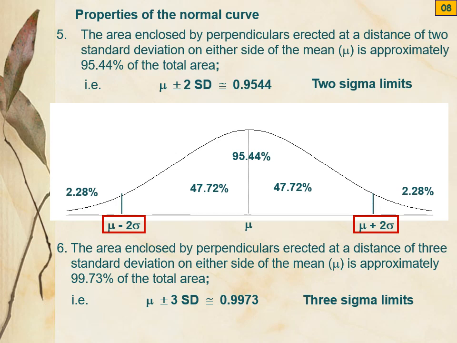I think just before this, by mistake I said 68.34. No, it is 68.26%. I'm sorry for that. That is, the 1 sigma limit covers 68.26% area.